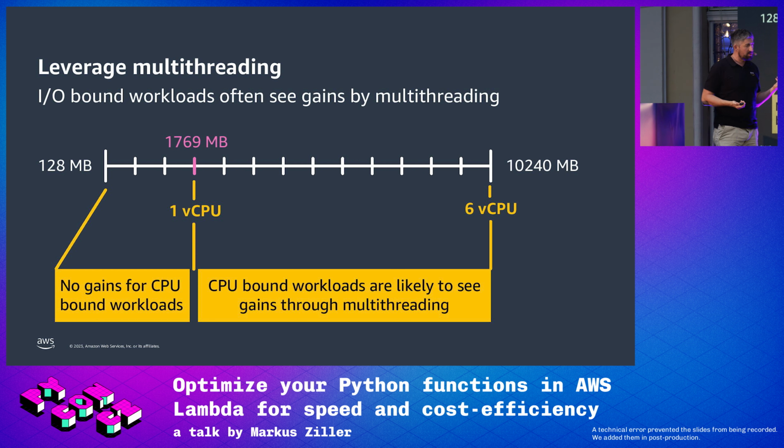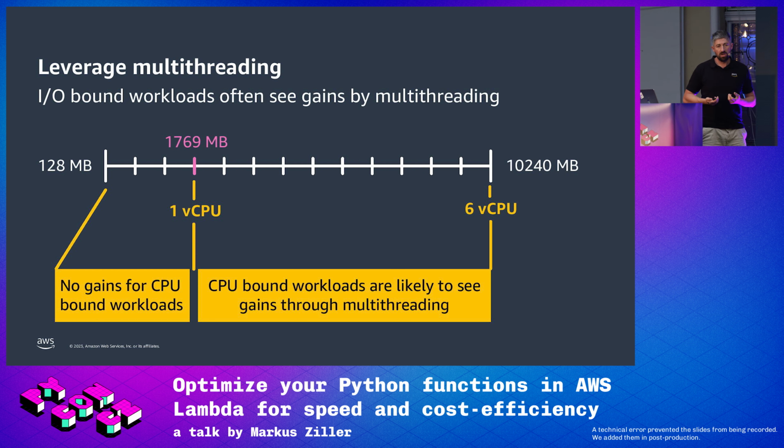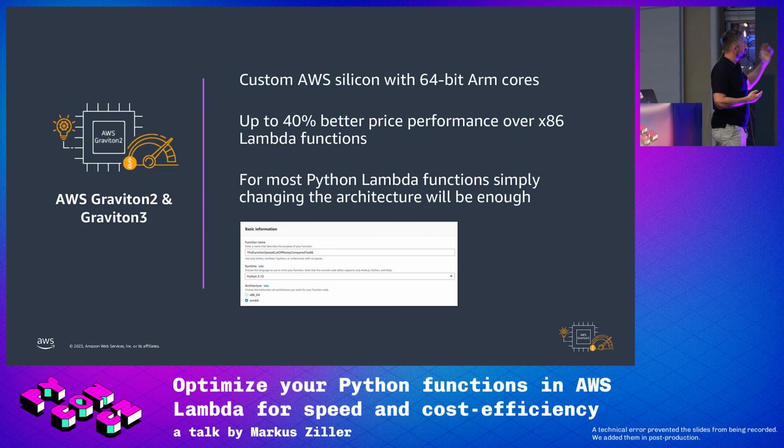There's a blog post about this, it's a few years old, but it's still relevant, and I think we saw 60–70% performance improvements for multi-threaded workloads. Another thing that I want to mention real quick on the config layer still is Graviton. I don't know if you knew, but at AWS, we build our own CPUs, and they are called Graviton. They are 64-bit ARM cores, and they offer up to 40% better price performance compared to x86 Lambda functions.